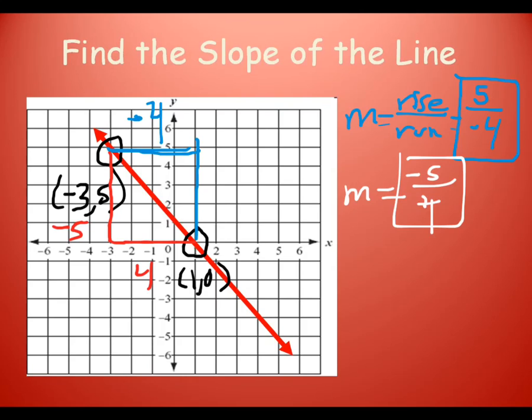If I wanted to, I could also use slope formula and then just label this x1, y1, and this x2, y2, plug it in, I should get negative 5 over 4. And I know I should get a negative number because it's a downhill slope. Kind of see how that works?